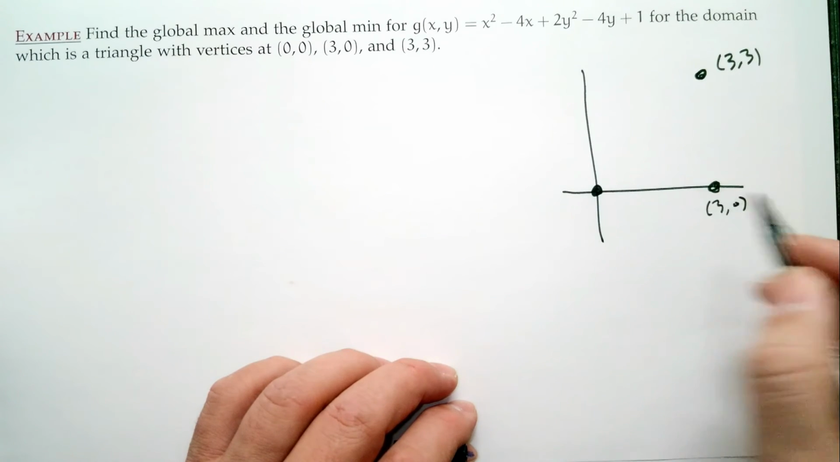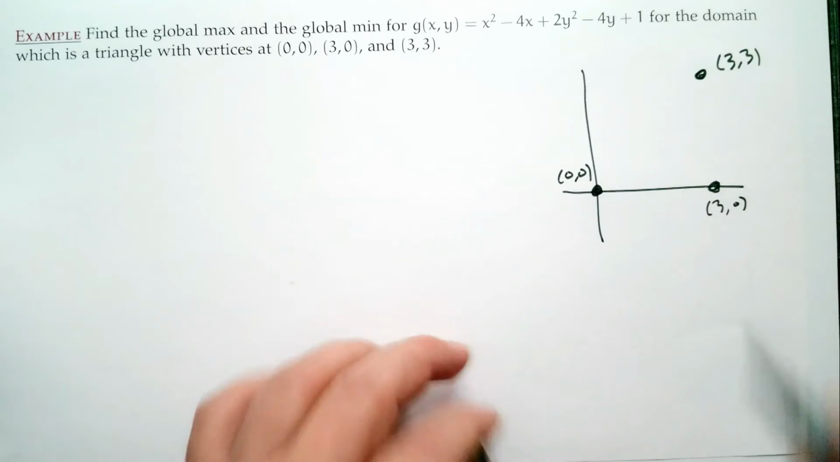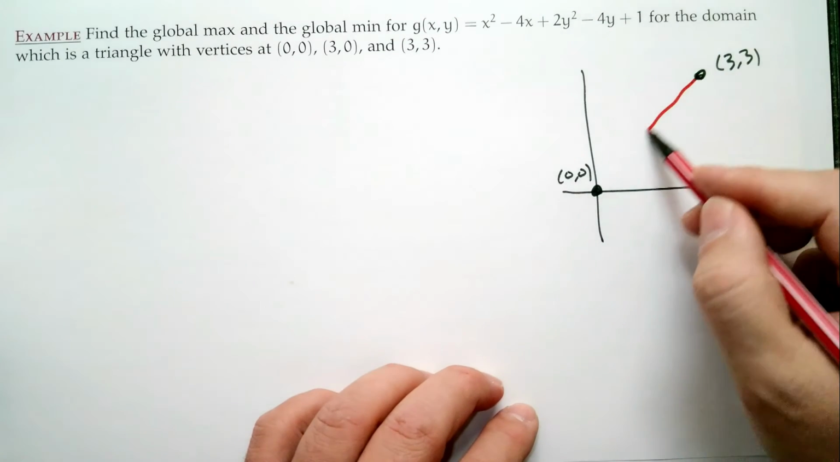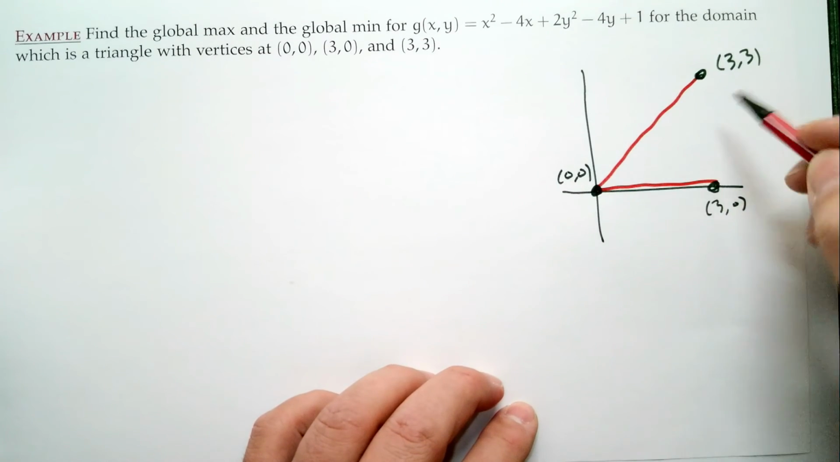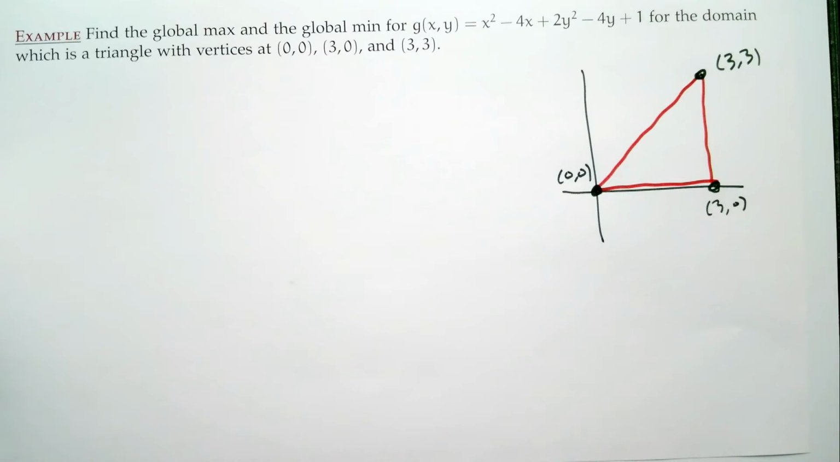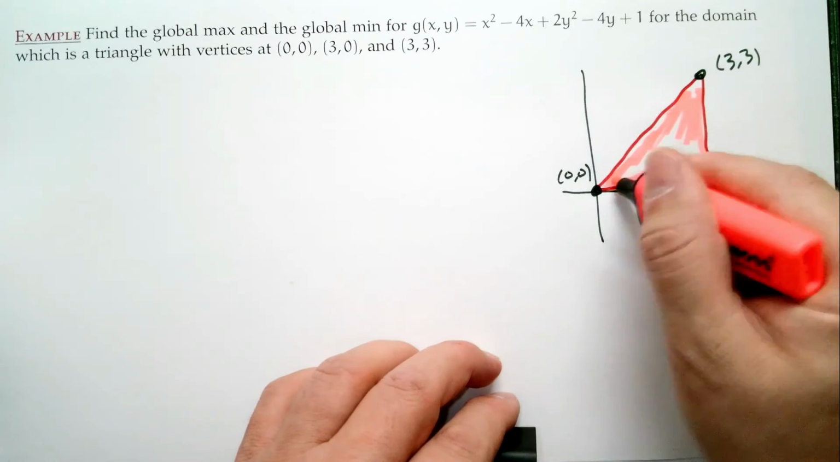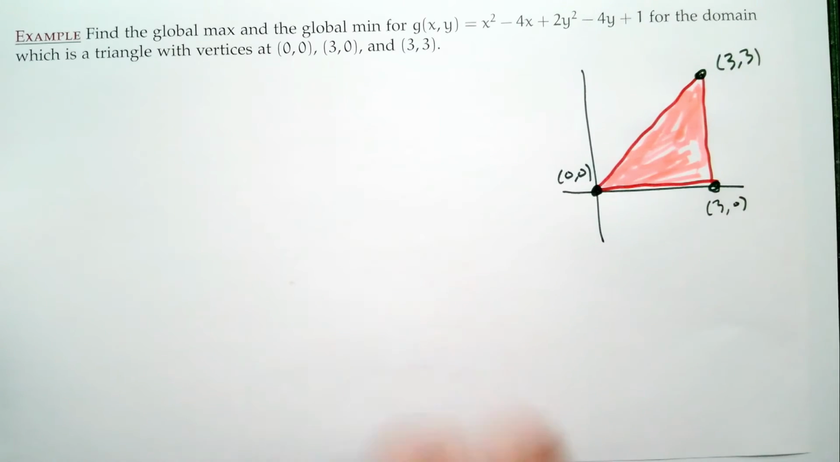All right, so our triangle, we can sketch that in. I'll use a different color here. Looks like that. And we're going to include the boundary. Sorry, all the points inside. So there's our domain.